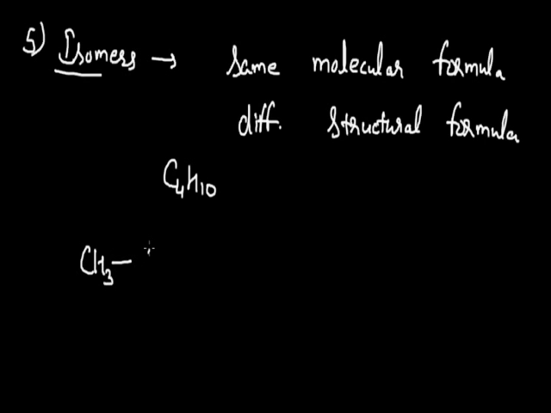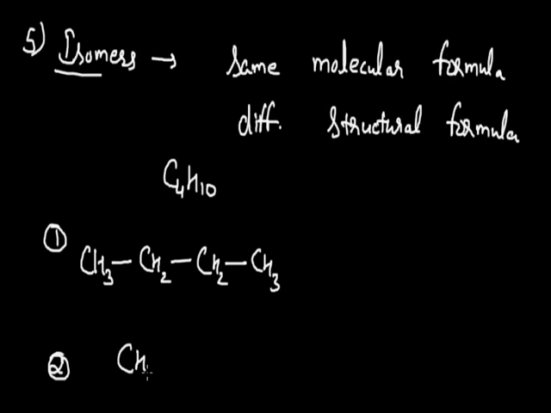The very first structure is CH3 connected with CH2 connected with another CH2 group, and a terminal CH3 group is there. Now if I try to write another structure with this formula, then the other structure can be CH3 connected with a carbon atom, and another terminal CH3 group is there. At the mid carbon atom, to satisfy the valency, we are going to connect a CH3 group.